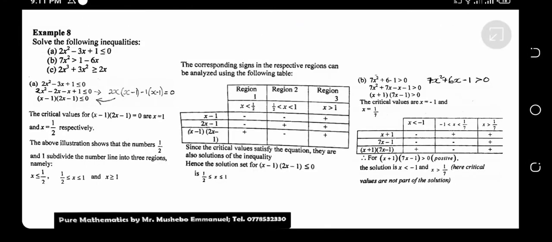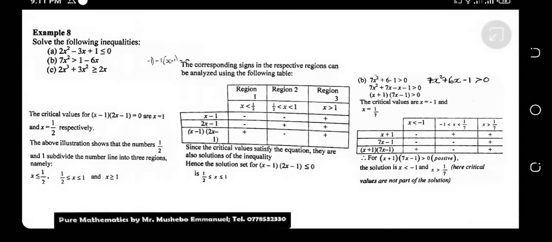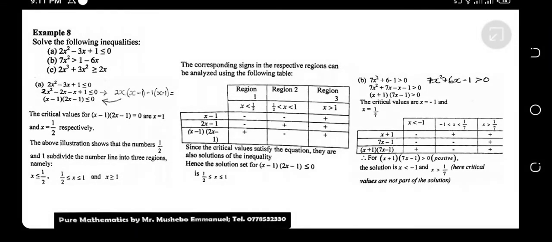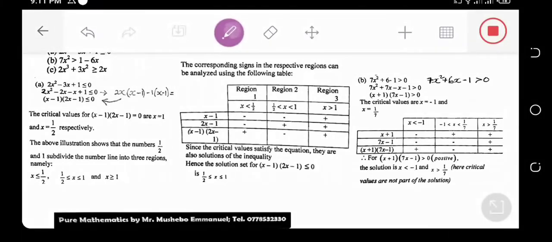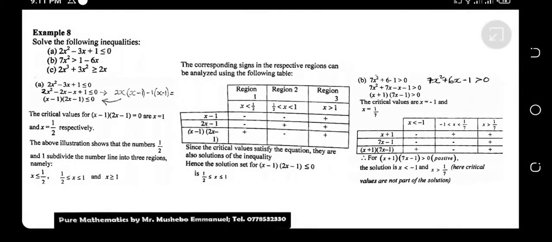Okay, let us solve these inequalities in the example, and here we can begin with the first one, which is part A. Part A says 2x squared minus 3x plus 1 is less than or equal to 0. So this one, since it is already organized, all the terms are on one side, then it means that we can just factorize. And remember, it is a quadratic expression, so you look for the sum and product.